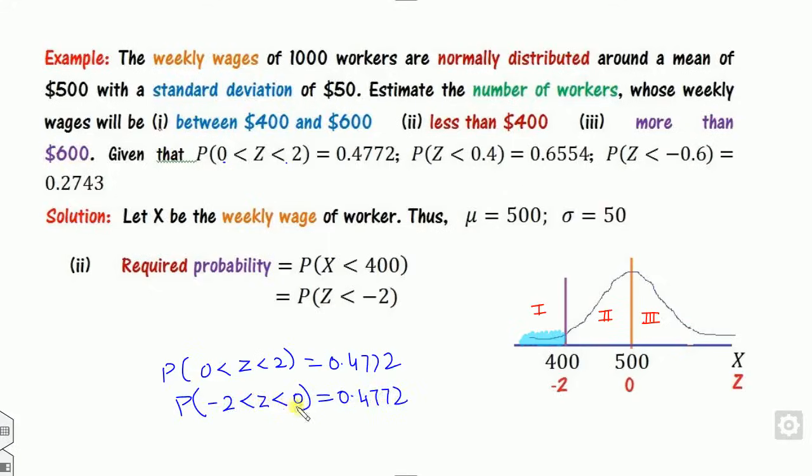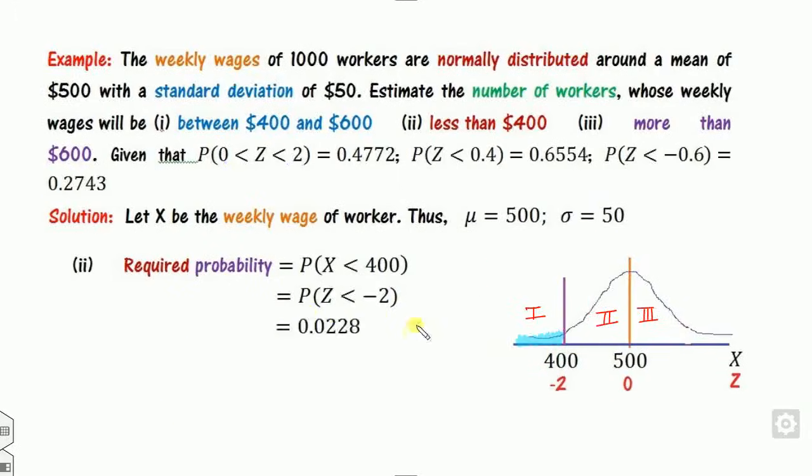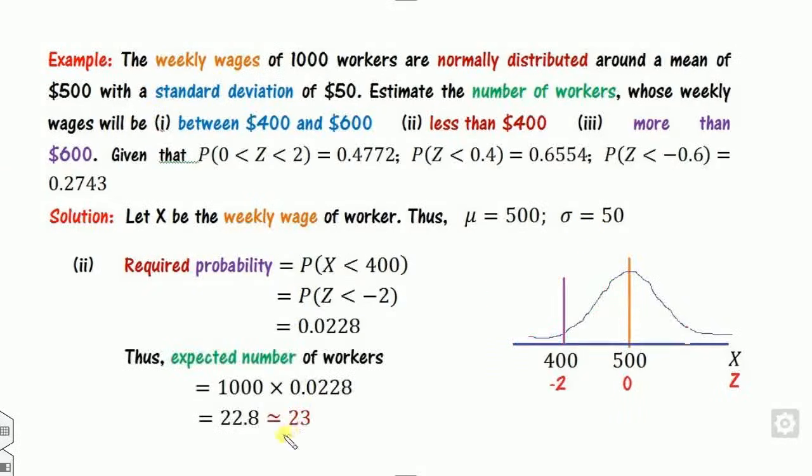So you can draw this area in the figure. So this is minus 2 to 0. So the area of 2 is given to you as 0.4772. Can you find the area of 1? Yes, 0.5 minus, because this is the center line. So if you subtract from 0.5, you get this one. So this area is 0.5 minus this, because this area is given to you. Now again you want to find the number of workers, so you multiply and round off to 23.